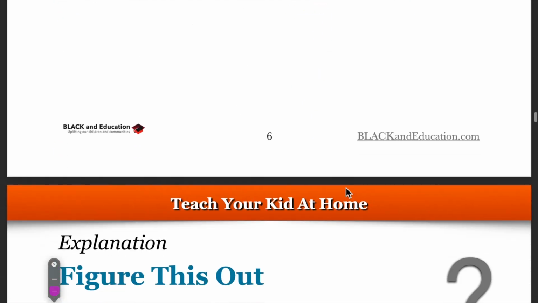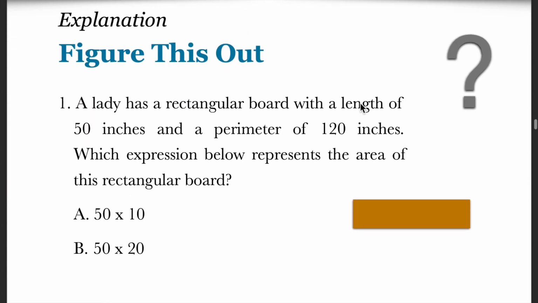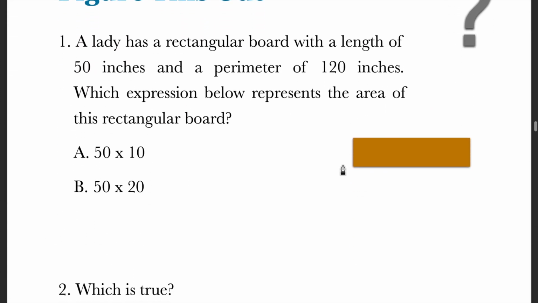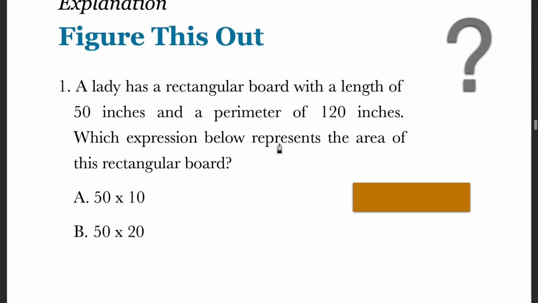So let's go on. Let's look at another problem here. Let's see if we can figure this out. Let's say a lady has a rectangular board, and the board has a length of 50 inches. So one of the sides is 50 inches, and a perimeter, which we know is all the way around the board, of 120 inches. Which expression below represents the area of this rectangular board?